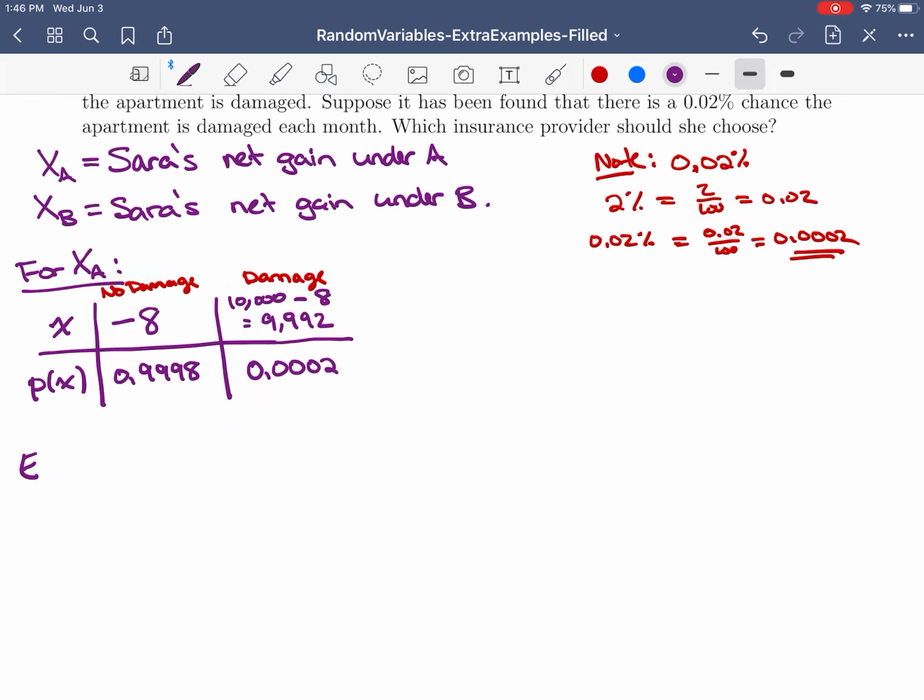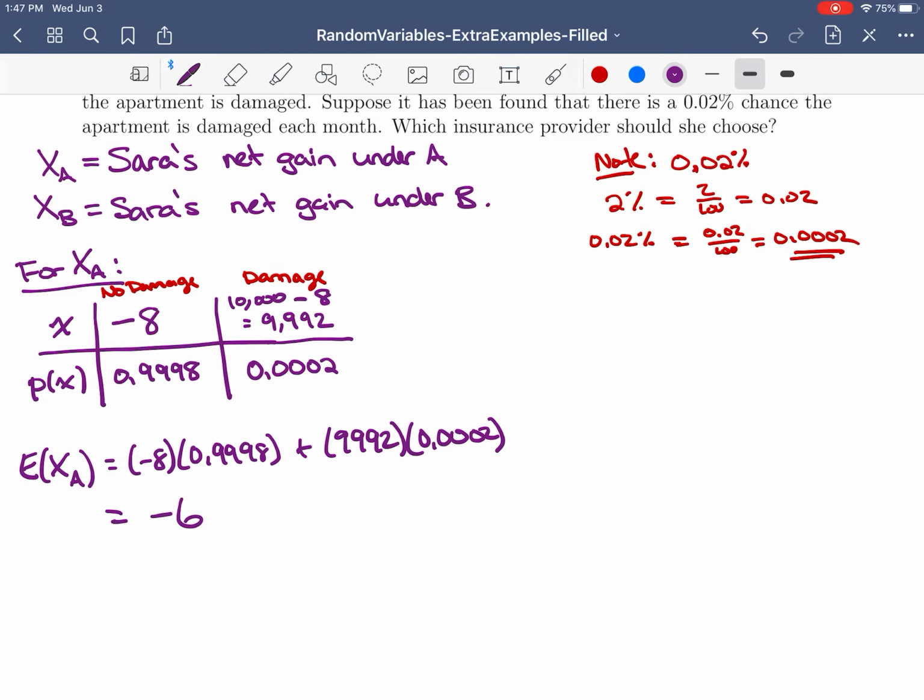So we can compute the expected value here. So it's going to be negative 8 times 0.9998 plus 9,992 times 0.0002. And I think if you compute that, you get negative 6. Okay, now let's try for plan B.